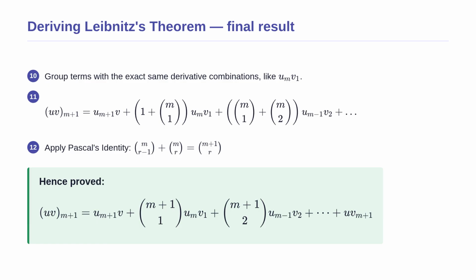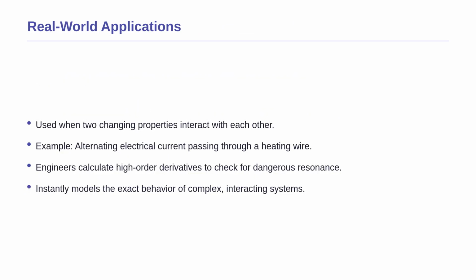Applying this identity simplifies our grouped coefficients perfectly. This final result is exactly the original formula, but with m plus 1 replacing n. Because it works for step 1 and working for step m guarantees it works for step m plus 1, the formula must be true for all positive integers. The proof is complete. So, we have proven that the theorem holds.